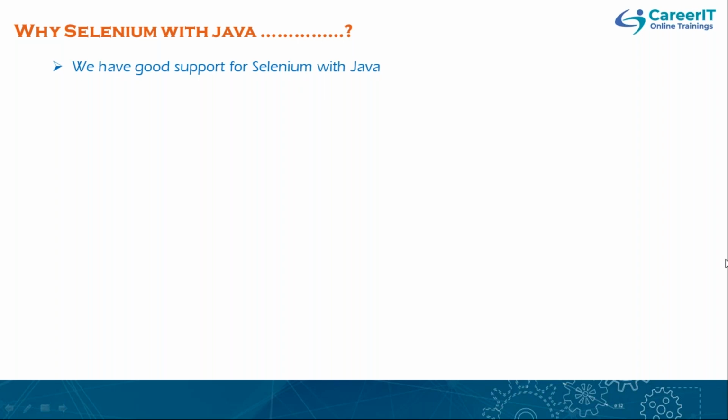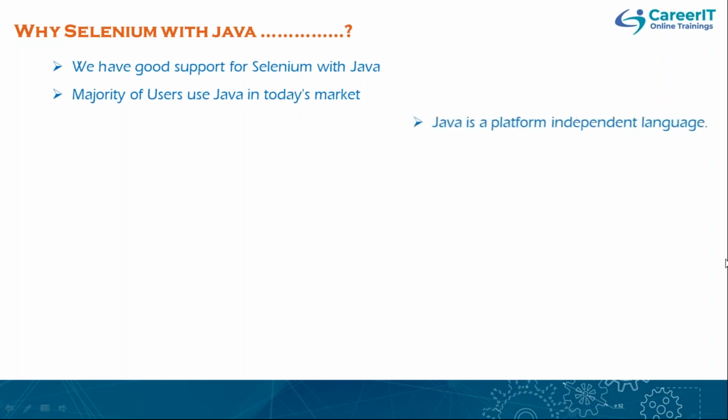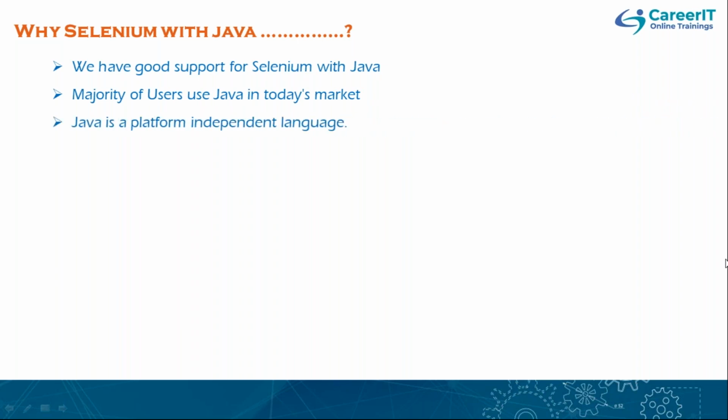Compared to using Selenium with C Sharp, Python, or Ruby, Selenium with Java is very widely used, so you will get answers and support easily. The majority of users use Java in today's market. Java is also a platform independent language, because you can run your Java programs on any operating system like Linux, Unix, iOS, or Windows.